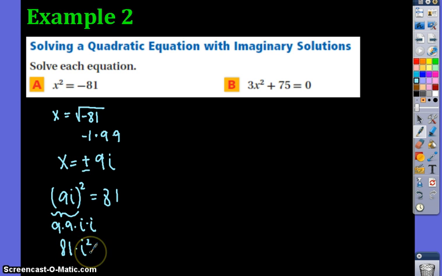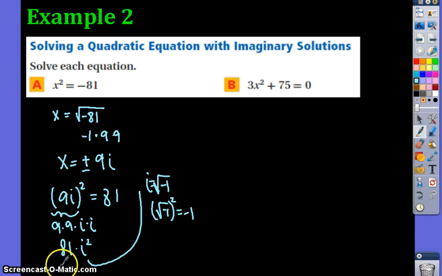And so i squared is a negative 1. Just to recap why i squared is a negative 1: I guess I'm jumping between a couple different topics here, but remember, i is equal to the square root of negative 1. So if we square the square root of negative 1, it's just going to become a negative 1, which is why this is really just 81 times a negative 1, which is what we were trying to get, negative 81.